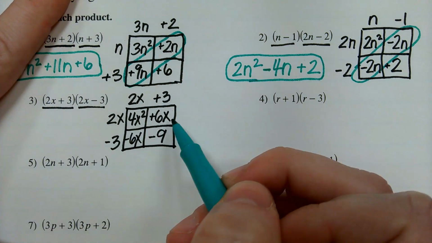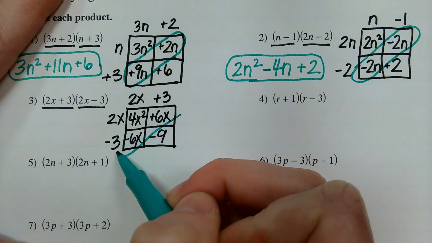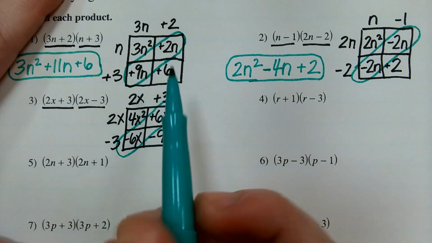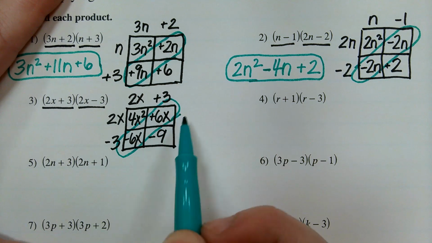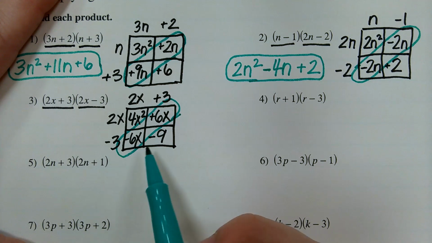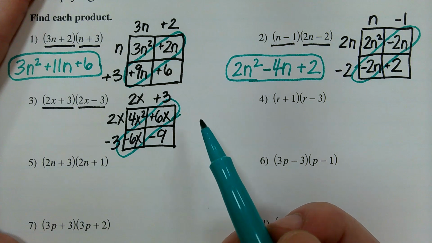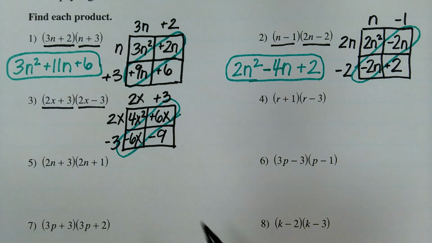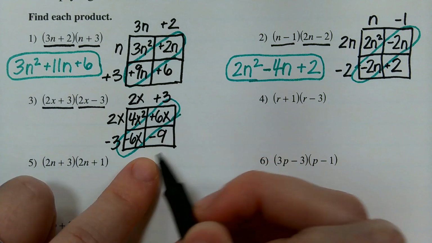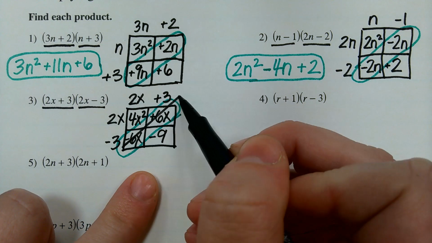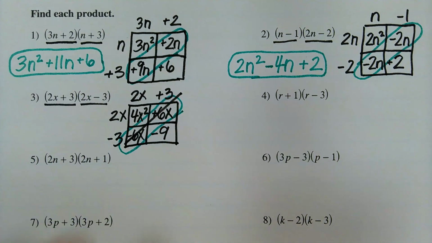Now, let's look at our like terms here in the diagonal. We've got plus 6x and minus 6x. When I add those together, what happens? They cancel each other out. If I start with 6x's and I take 6x's away, I have none left. So we're just going to cross them off.